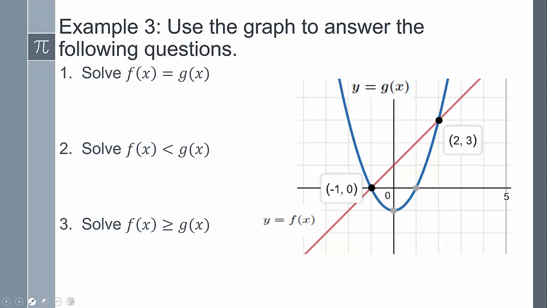Let's look at another one. So where do these equal each other? Well, they equal here and here. So my answer is -1 and 2.